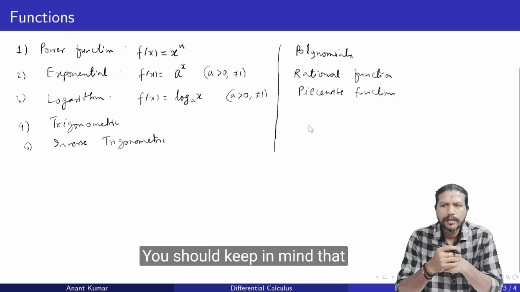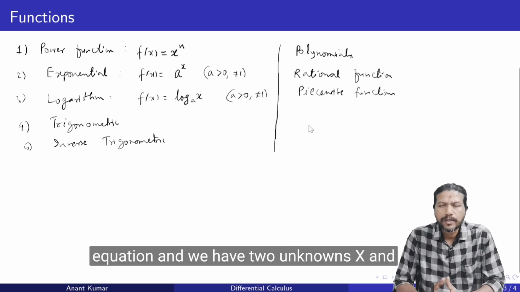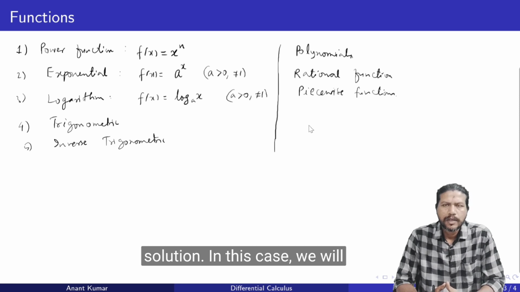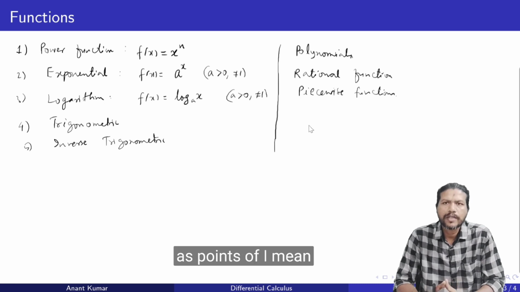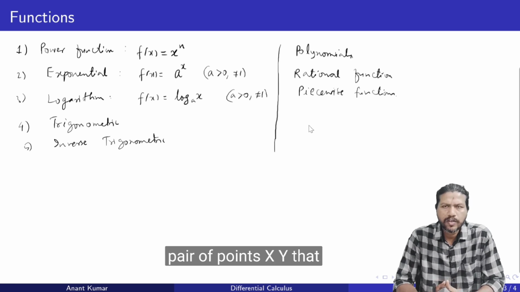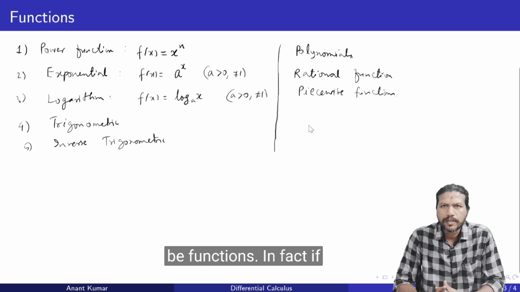You should keep in mind that the graphs are drawn for equations. We have, for example, a linear equation x plus y equal to 1. Now this is only one equation and we have two unknowns x and y, as a result of which we don't have a unique solution. In this case, we will have infinitely many solutions. So if you just plot the solution on the xy plane as pairs of points x comma y, that gives us a graph of this equation, right? So every function has a graph, but not all graphs can be functions.